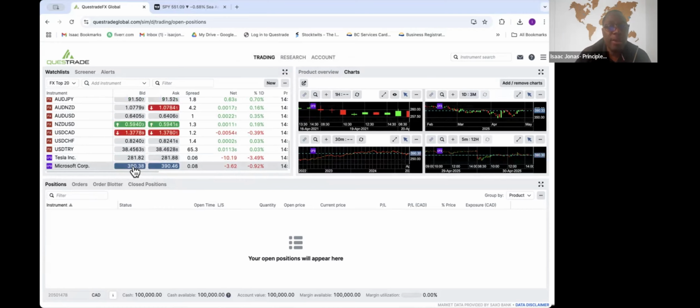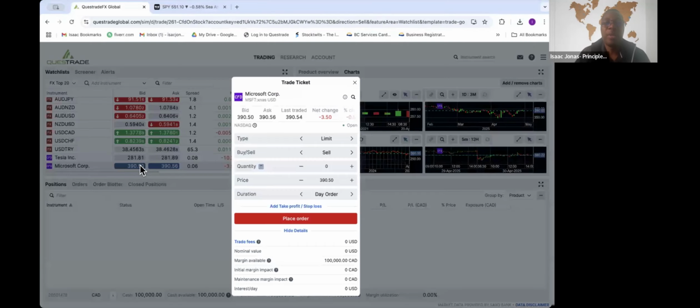Today Microsoft is trading at $390.38. What you see here is the bid price, in other words the price at which you would be buying. Usually it's cheaper. Then the ask is someone who is selling. Let's say someone who has shares of Microsoft wants to sell them for $390.56, and you can see that is changing here. If you want to buy, you can adjust the price here to buy at a specific price.